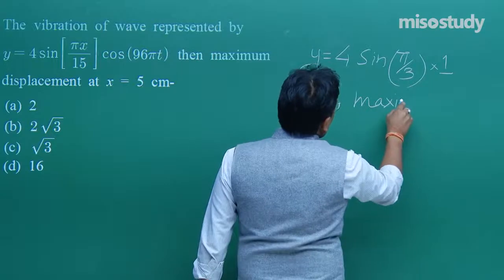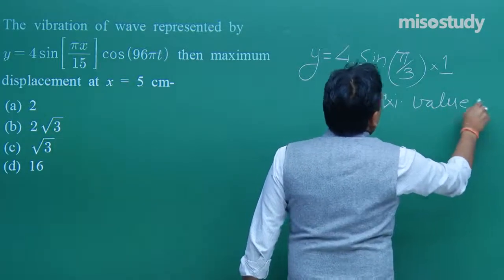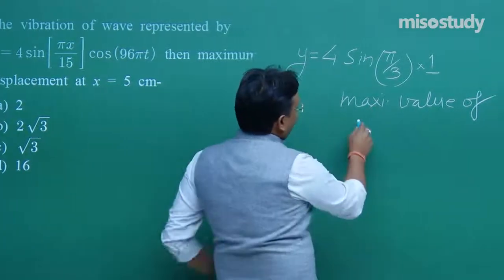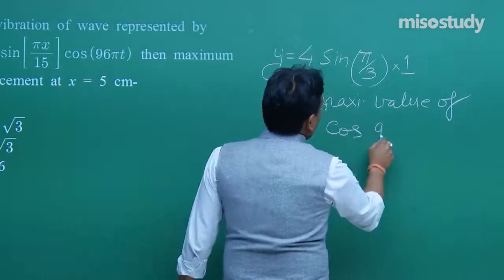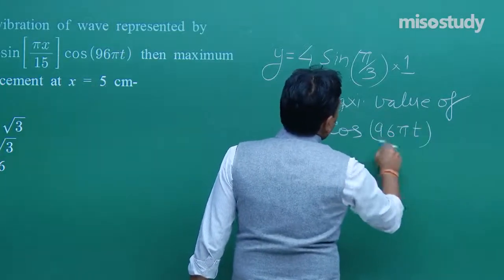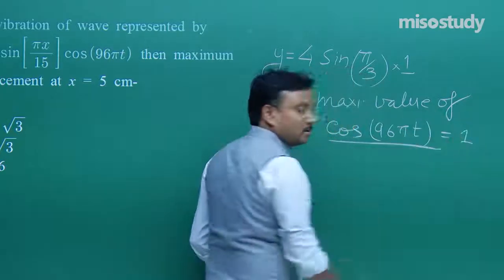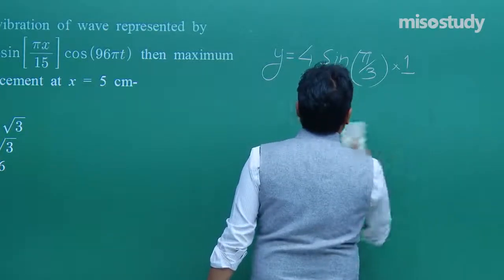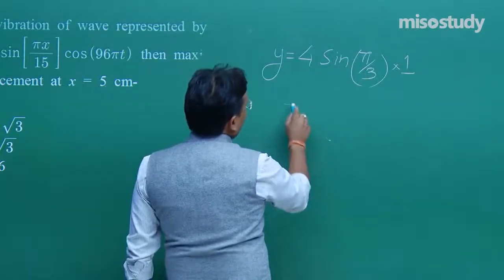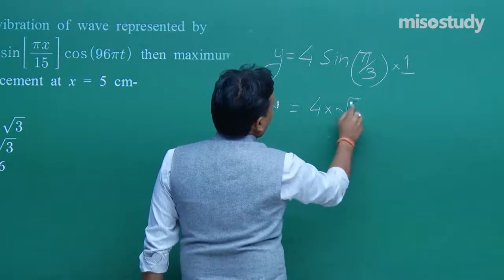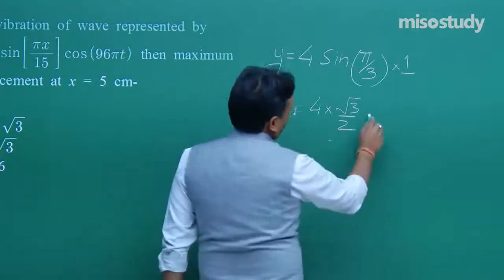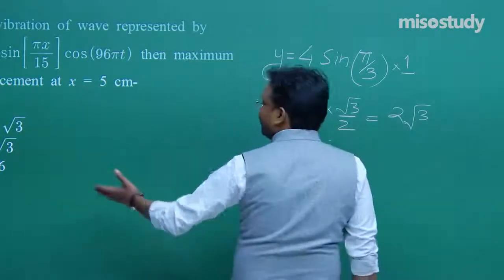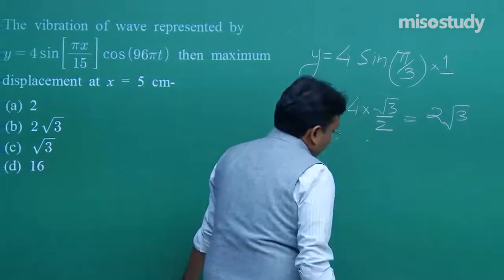Maximum value of sinusoidal function is plus minus 1. So maximum value of cos 96 pi t is 1. Now see the beauty, so beautiful explanation. Pi by 3, that is 4 into root 3 by 2. Answer is nothing but 2 root 3. Simple. So you can say B is the correct option. Fine.